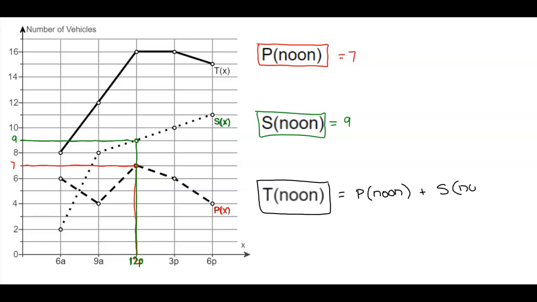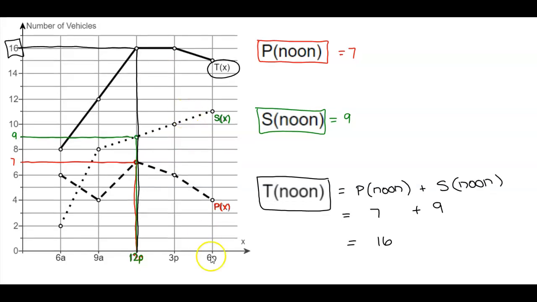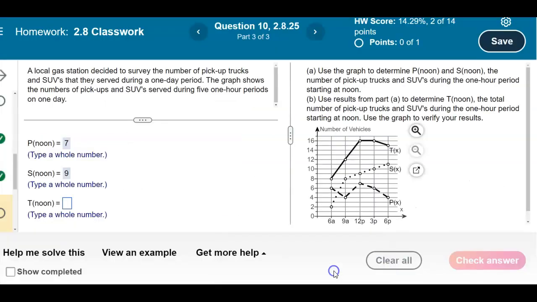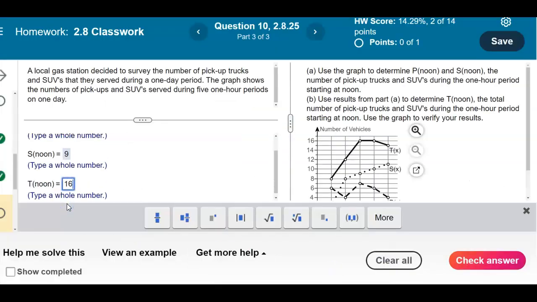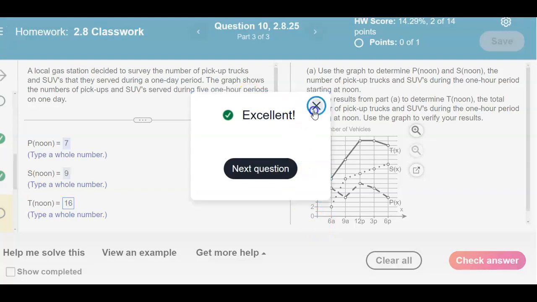plus S of noon. So we know P of noon is 7, S of noon is 9, so that's going to give us 16. So let's verify this. At noon, we're going to go all the way up to T of X, and then go to the right, and you're going to see that we verified it with 16. So let's go ahead and put our answer in there. So there is 16, and there's our result.